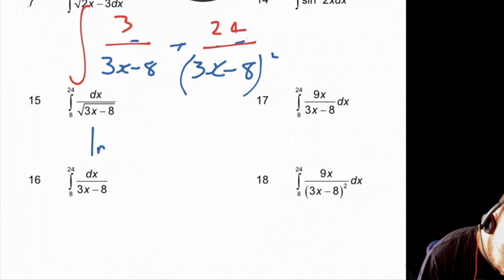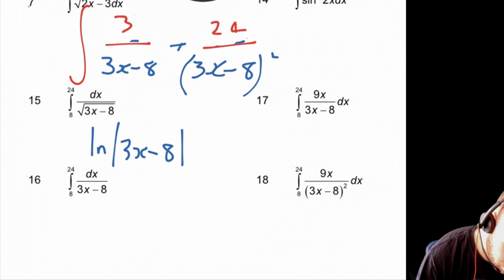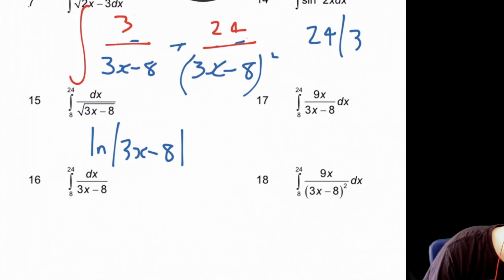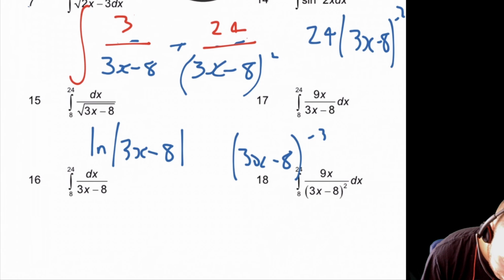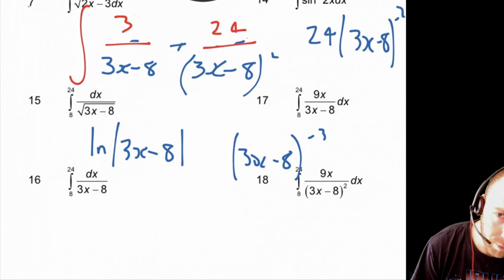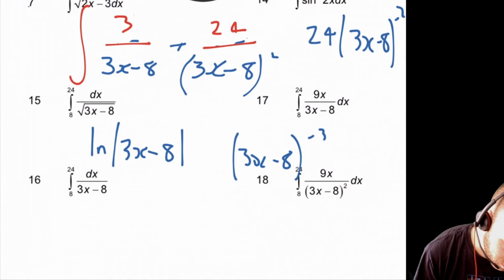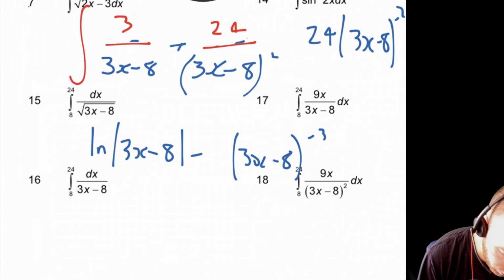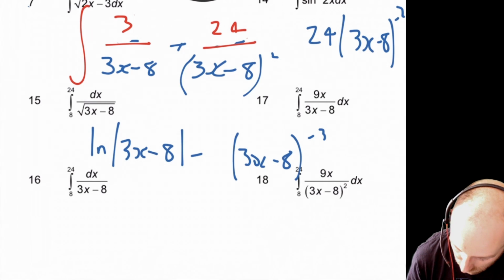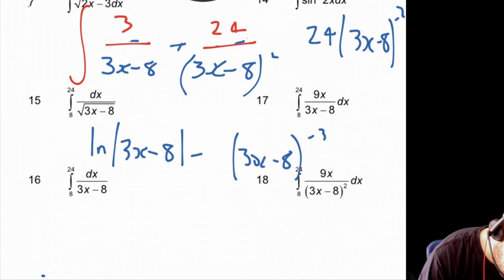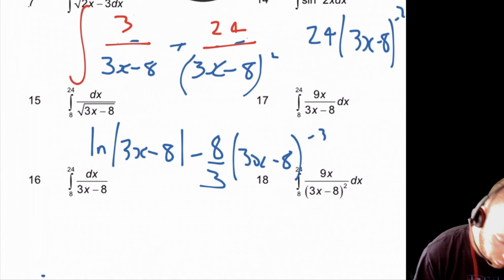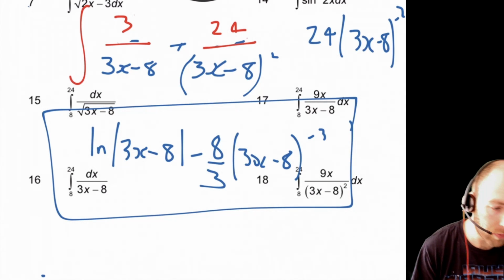So first one, we're going to get ln 3x take 8. That's it. Second one, we're going to turn that into 24 times 3x take 8 to the minus 2. So we're going to get 3x take 8 to the minus 3. If we differentiate that, we get 3 down the front. We'd get minus 3 down the front as well, so we do need a minus. That would give us 9 on the front. We want to get to 24, so we're going to get 8/3 times 3x minus 8 to the minus 3.